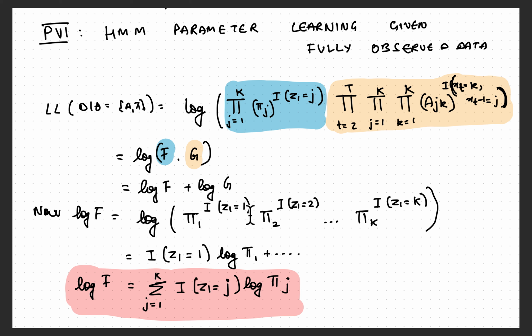So for logarithmic of something raised to a power, let's say pi 1 raised to some power, that power comes in front of the logarithmic. So we have now written identity of Z1 equal to 1 times logarithmic of pi 1, plus the other terms which look fairly similar. If you write it in terms of summation, it's summation of j equal to 1 through capital K, identity Z1 equal to j multiplied by logarithmic of pi j.